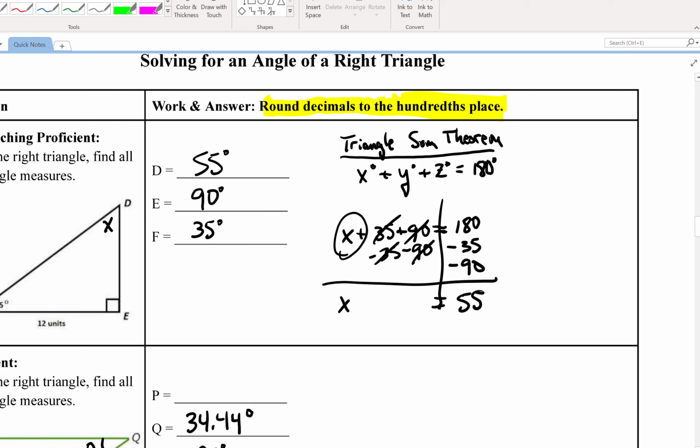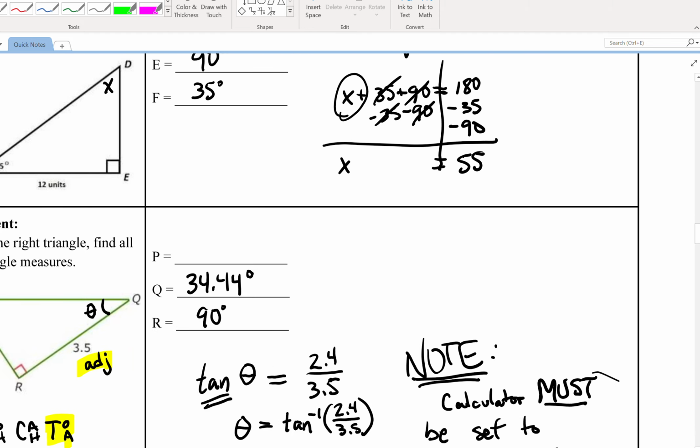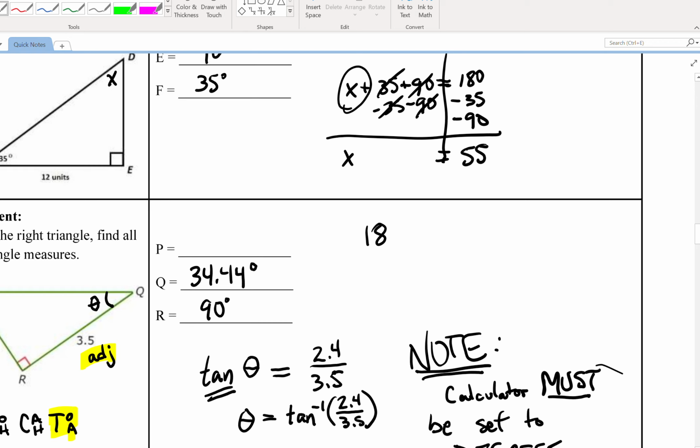Now, at this point, if you did watch the earlier part of this video, I assume, we're just going to use the triangle sum theorem. So we're going to take 180, and we're going to subtract from it 34.44 and also 90, and that will give us the angle of P. So this is angle P, the measure. Sometimes you'll see it written as M, angle P. That's the measure of angle P.